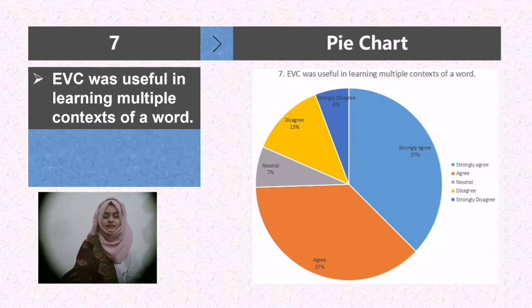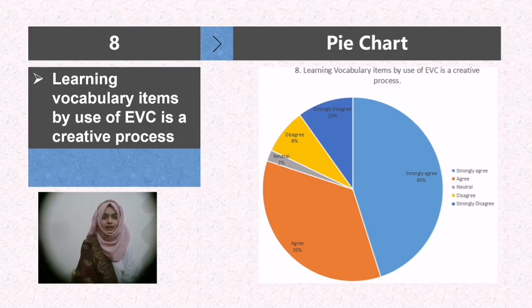The eighth statement was about learning vocabulary items by use of EVC is a creative process. Is it or not? So this statement was asked to see the creativity in the use of EVC. The answer of this question helped in checking the creativity of EVC for exploring meaning and context. So the responses given by the students were: 45 students stated strongly agree, 35 students said agree, 2 students stayed neutral, 8 students were favoring disagree, and 10 students narrated strongly disagree. So this shows that the use of EVC is a creative process.